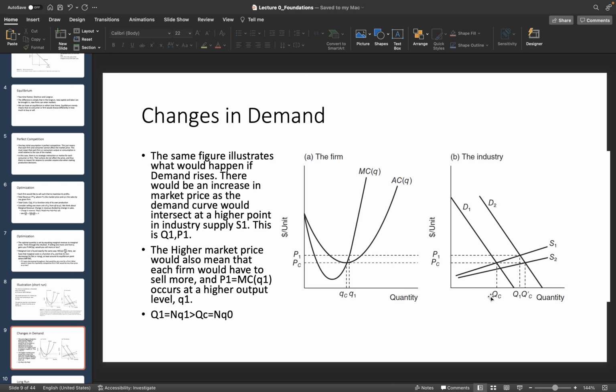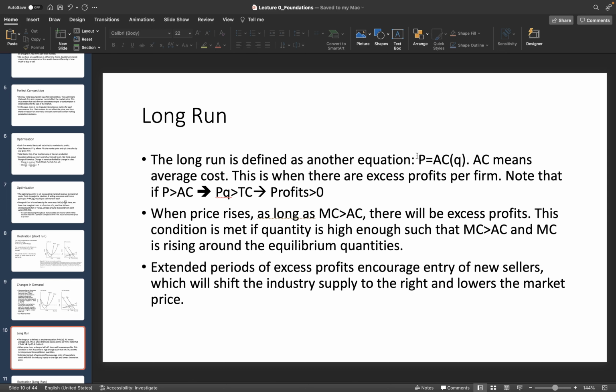Next, let's talk about the long run. The long run is defined by another equation, which is P equals average cost, a function of quantity. So AC is average cost as opposed to marginal cost for MC, and AC is also a function of Q. Note that P under perfect competition is just P, just a number. It's not a function of anything. It's definitely not a function of Q, especially from the perspective of each individual firm.